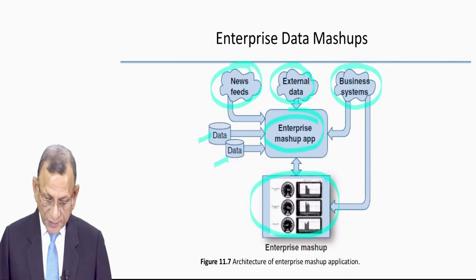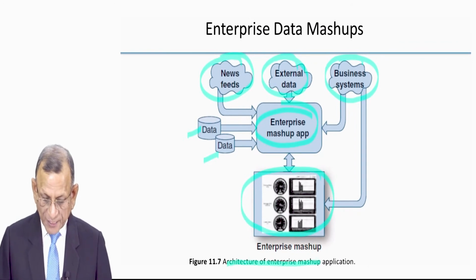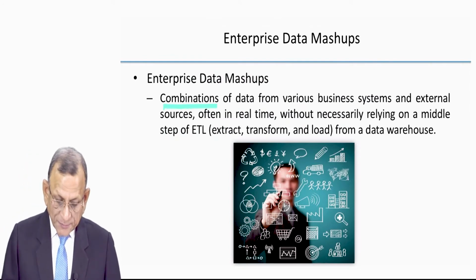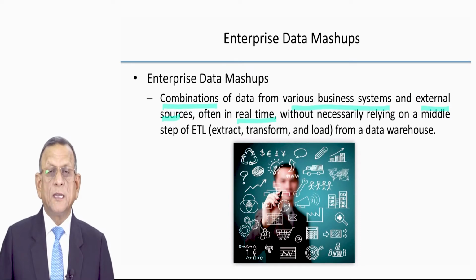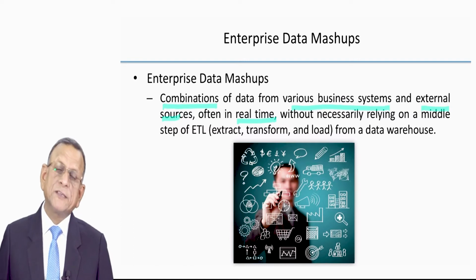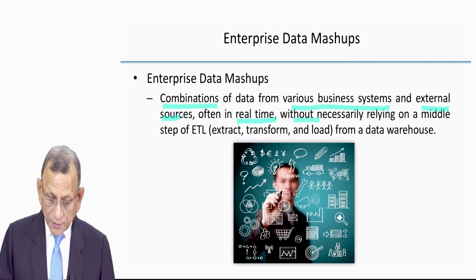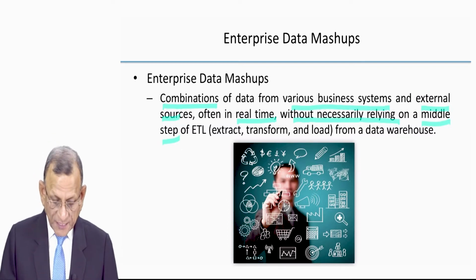So, this is the architecture of enterprise mashup applications. This is, friends, the architecture of enterprise mashup applications. This is a combination of data from various business systems and external sources, often in real time. It's not a postmortem kind of thing. It's not happening when the event has already completed or is already over. But it's real time, without necessarily relying on a middle step. What is that middle step? This middle step is, friends, ETL.